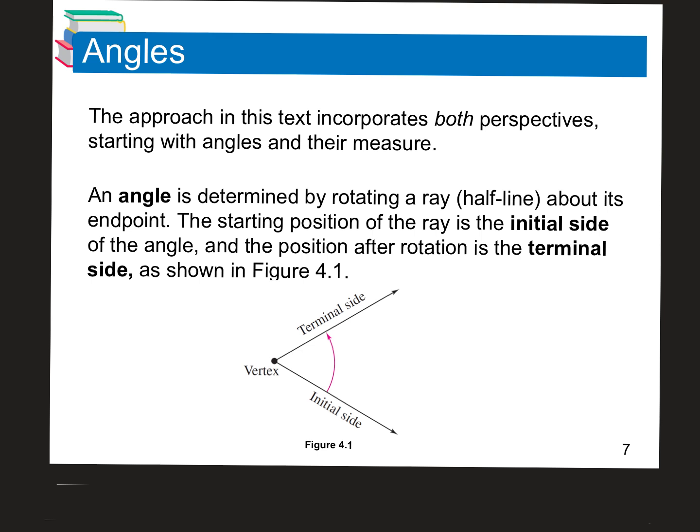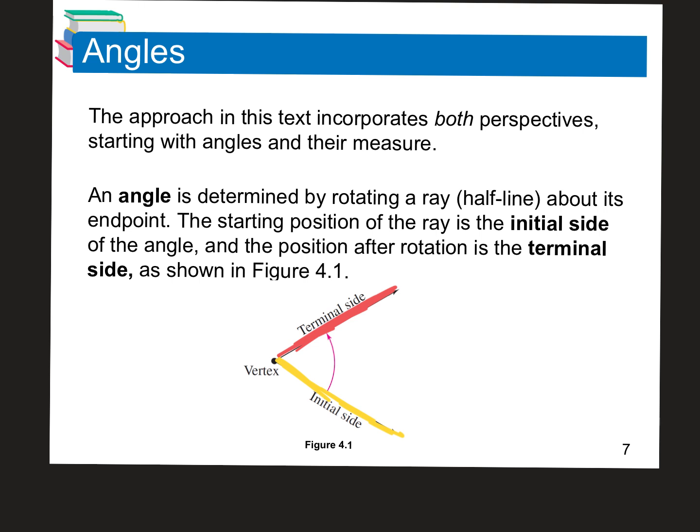An angle has a starting side and an ending side. Your starting side is the initial side. It's where the angle starts. So that would be your initial side. And then where the angle ends is your terminal side. And why that makes a difference, you'll see in a second here. But an angle always has an initial side. It's the starting position of your angle. And then the terminal side is where it ends.